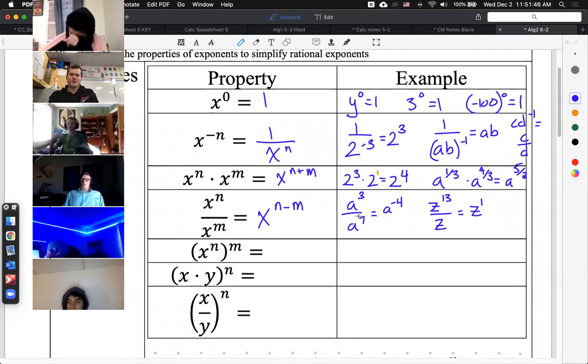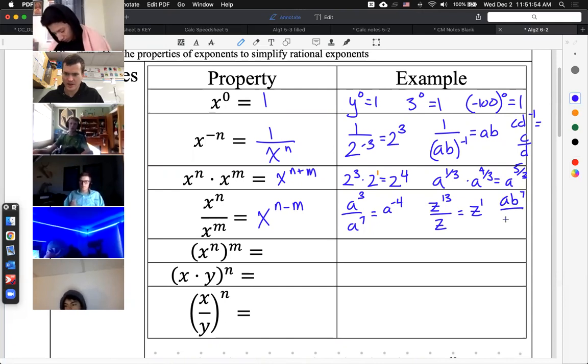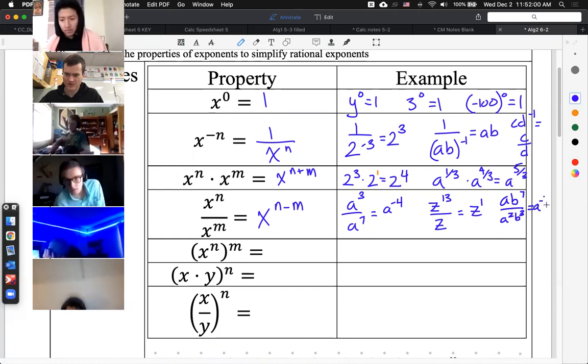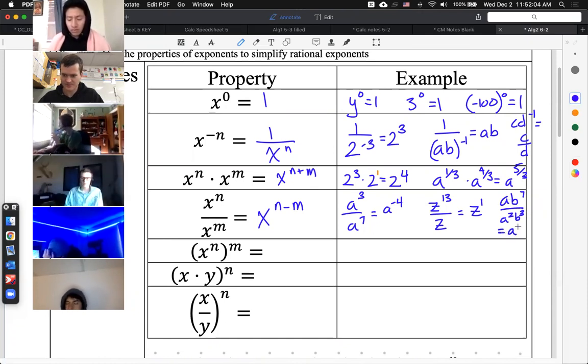And you could do multiple things too. You could have an a b to the power of 7 all over a squared b cubed, and you can subtract them at the same time. So this one would be a to the power of -1. I ran out of room here. Let me do it underneath it. That's equal to a to the power of -1, b to the power of 4. You can subtract them at the same time.